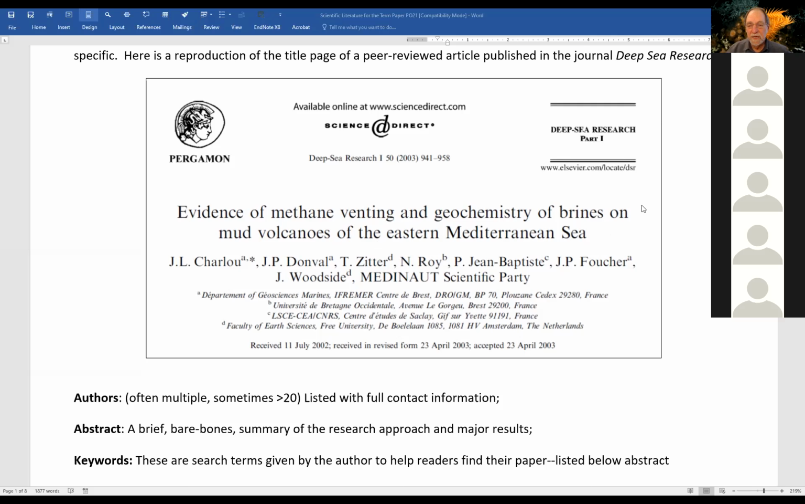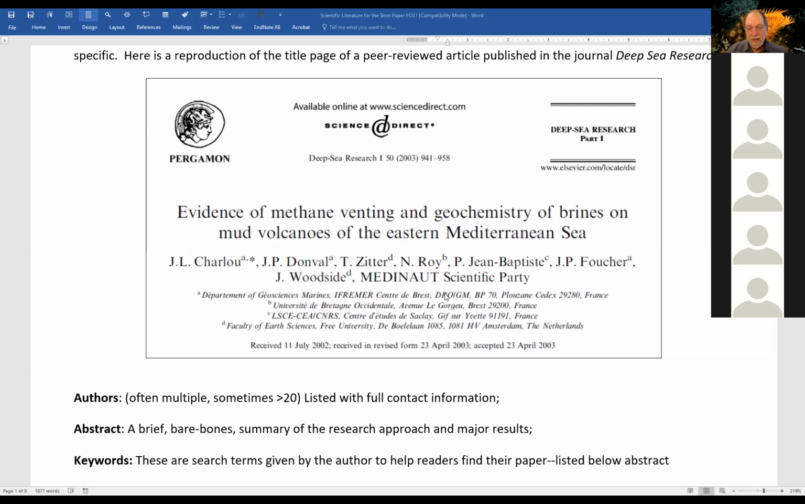So the title of this article, and this is an actual article that I've taken from the literature, is Evidence of Methane Venting and Geochemistry of Brines on Mud Volcanoes of the Eastern Mediterranean Sea. So that's a kind of a long-winded title, but you notice how very specific it is. Evidence, methane venting, geochemistry, brines, mud volcanoes, Eastern Mediterranean Sea. There's a lot of information packed into that title, telling you what it's talking about, the specific characteristics of what it's talking about, the kinds of geologic features, the geographic location of the research. So that's a nice descriptive title.